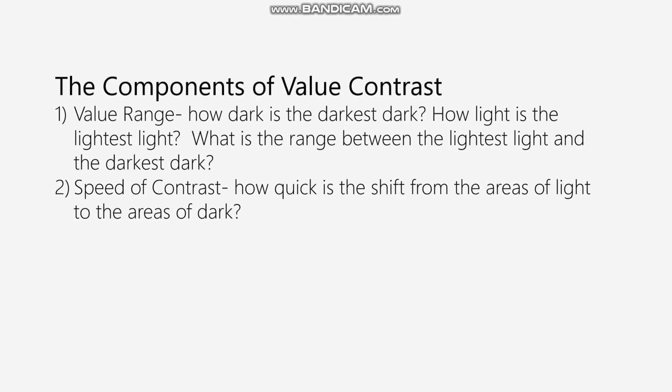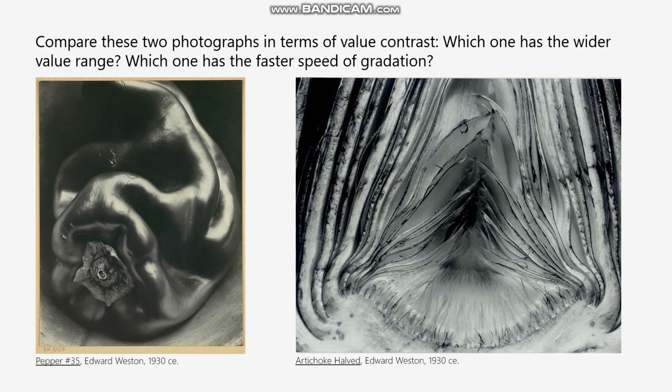So value range is how light is the lightest light and how dark is the darkest dark, versus the speed of contrast or the speed of gradation. How quick is the shift from the areas of light to the areas of dark? So here's a classic example. The value contrast could be looked at in two different ways.